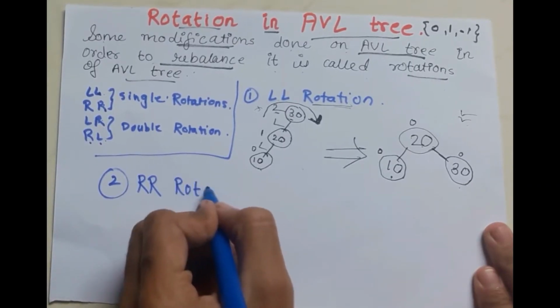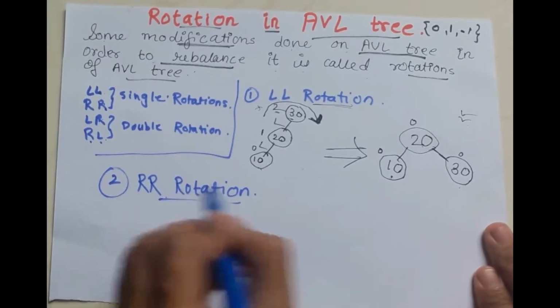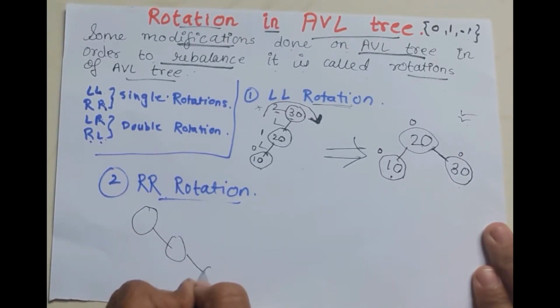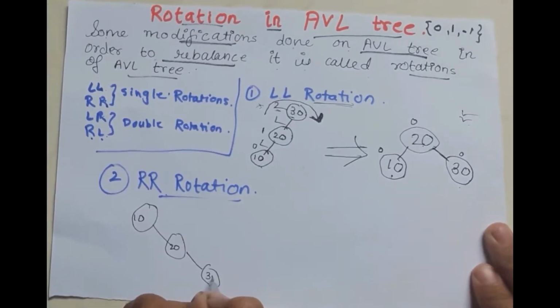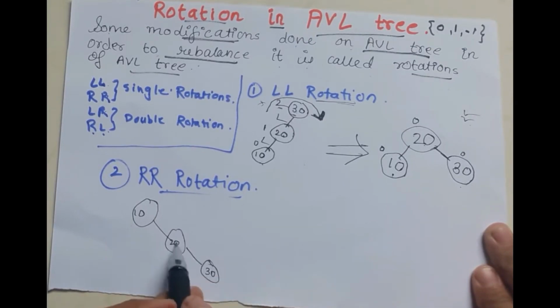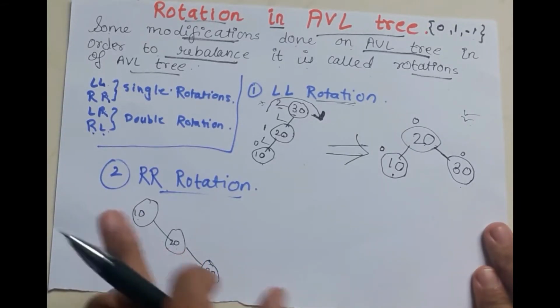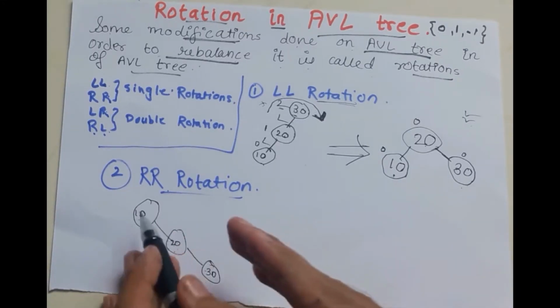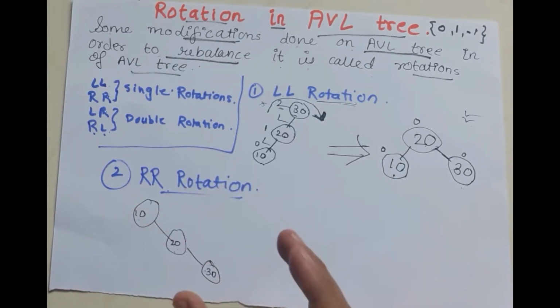RR rotation. Okay. Suppose this is the tree given to you. Now because this 20 and 30 are attached as right subtrees to 10, the value is greater than the root. 20 and 30 is greater than the root, that is 10, isn't it? Because it is binary search tree also. Because AVL tree follows the property of binary search tree also. So 20 and 30, because they are greater than 10, they are attached as right subtrees of 10.